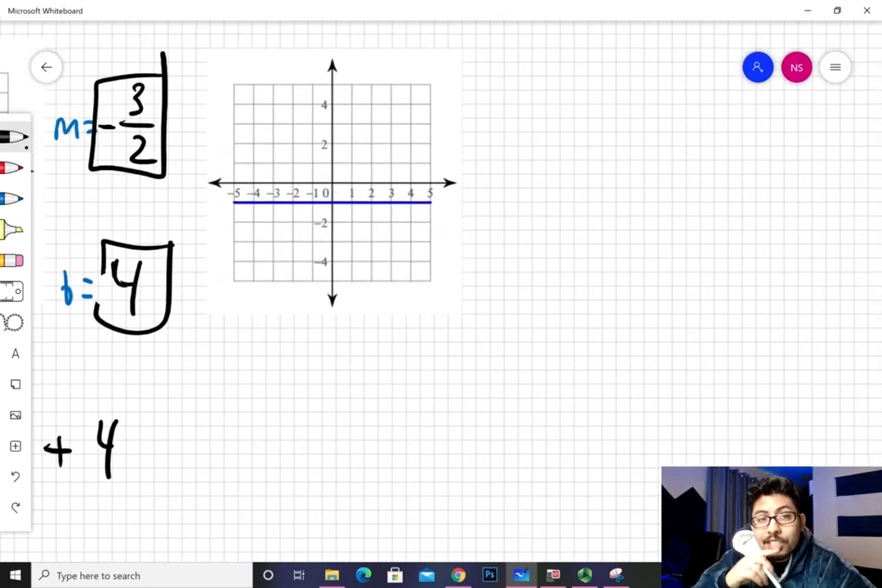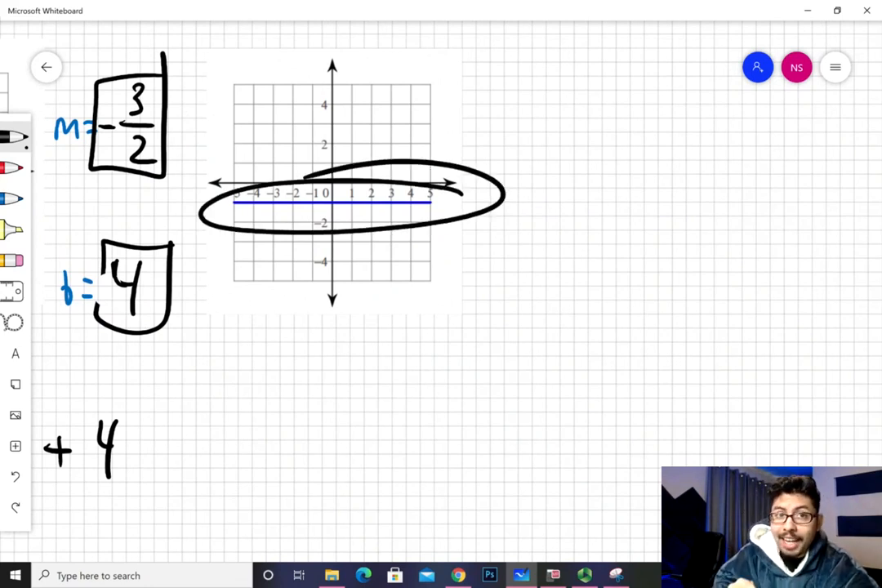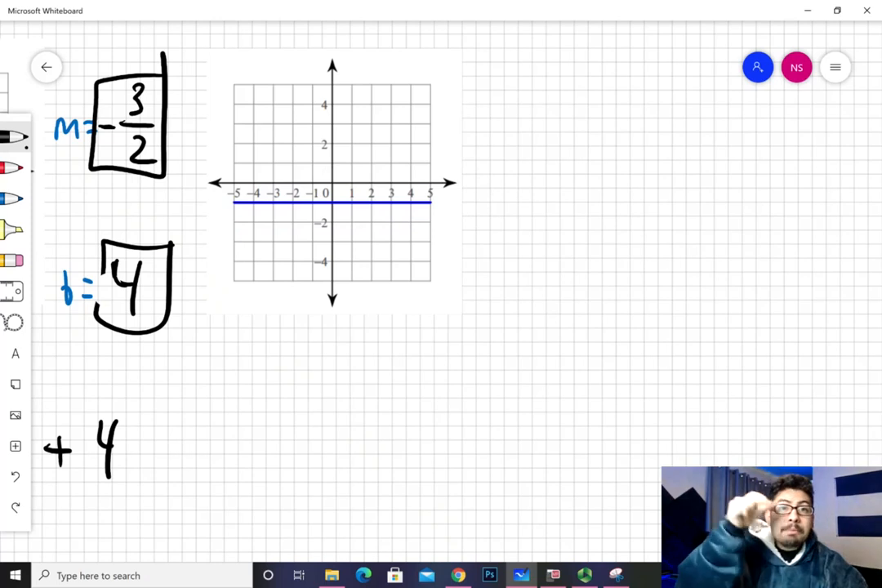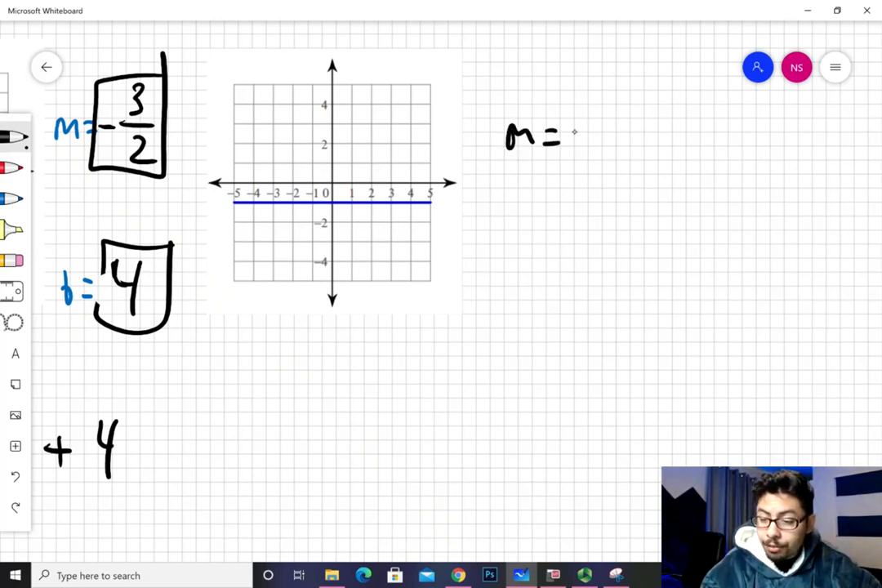What do you do in this situation? A flat line. These ones are easy, my friends. When you see a flat horizontal line, horizontal means like this, vertically means like this. When you see a horizontal line, immediately you got to be like, I know the answer for M. It's 0. A flat horizontal line, no need to click on 2 points and then rise or run because there's no rise or run. The slope is 100% 0.